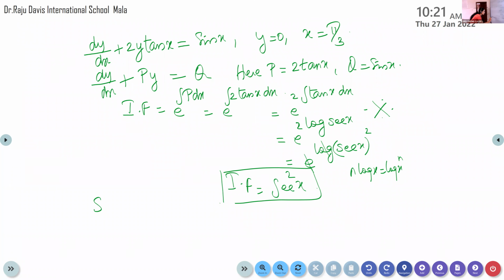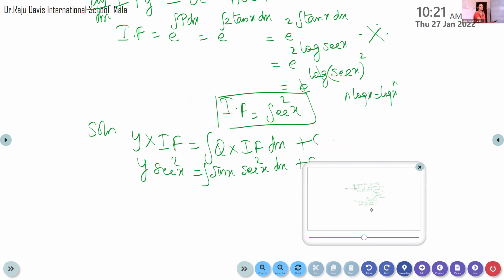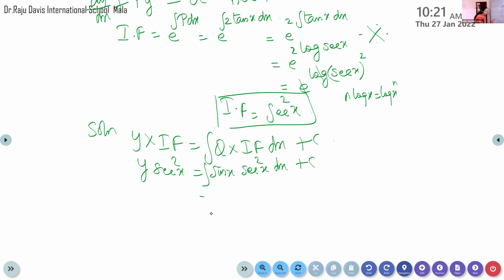Now write the solution. What is the solution? Y into integrating factor is equal to integral of q into integrating factor into dx plus c. So y into sec square x is equal to integral of q, what is q? Sin x into sec square x dx plus c. Now how to simplify this? Sec means what? It is 1 by cos, isn't it? So we can write this as sin x by cos x into the other sec, keep it as such, plus c.